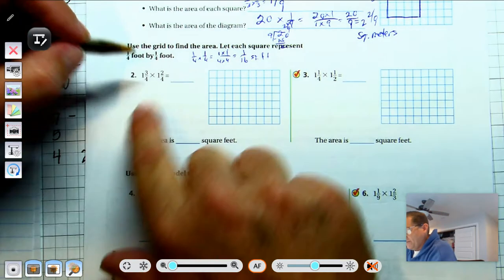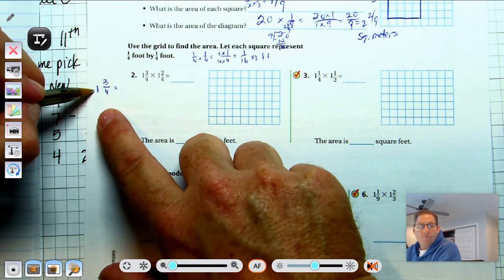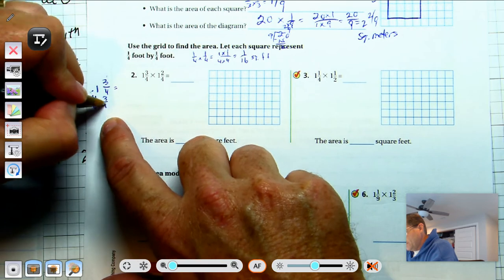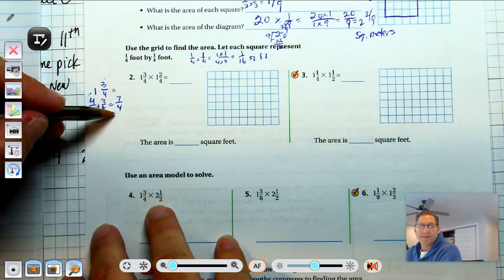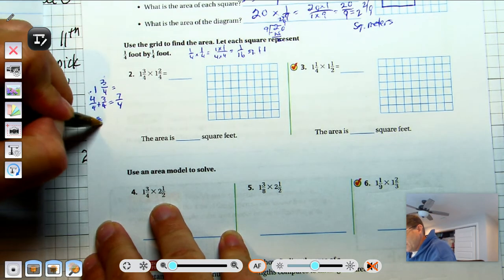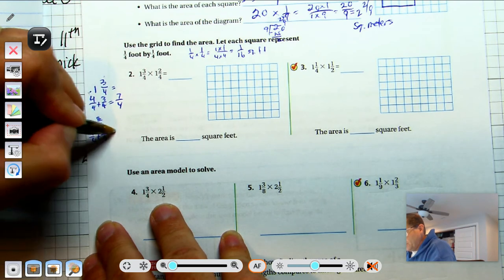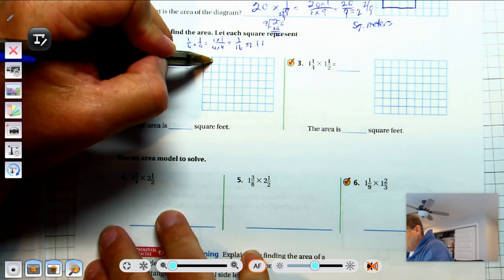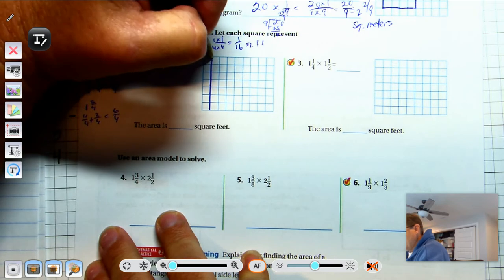All right, so how many fourths are in 1 3/4? Well, there's 4/4 in this whole number, plus the extra 3/4. So there's 7/4. 1 3/4 is the same as 7/4. And 1 2/4 is the same as 4/4 plus 2/4, or 6/4. So we can go 2, 3, 4, 5, 6, 7 by 6.